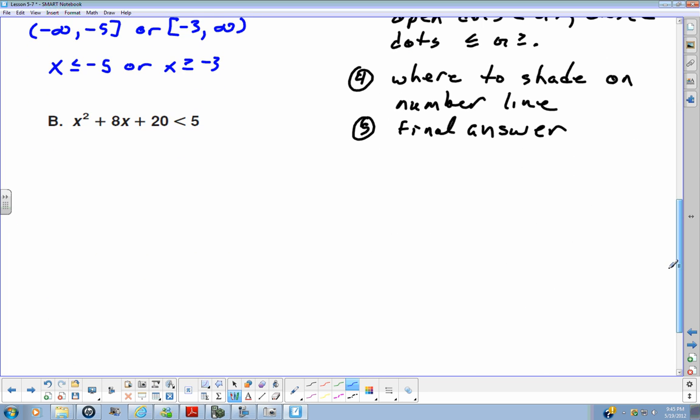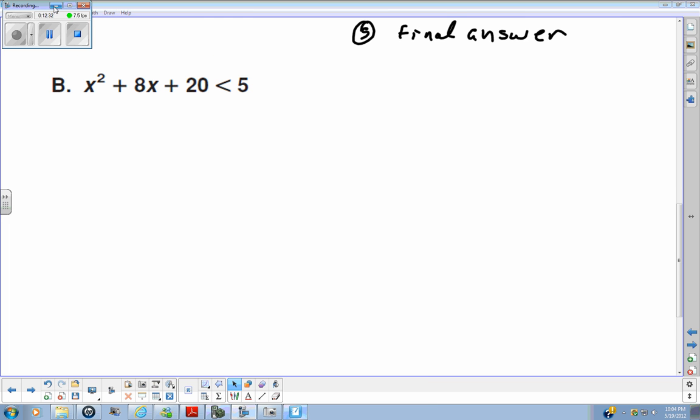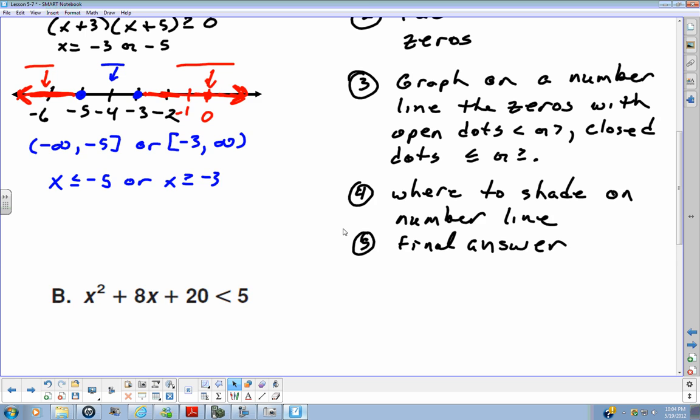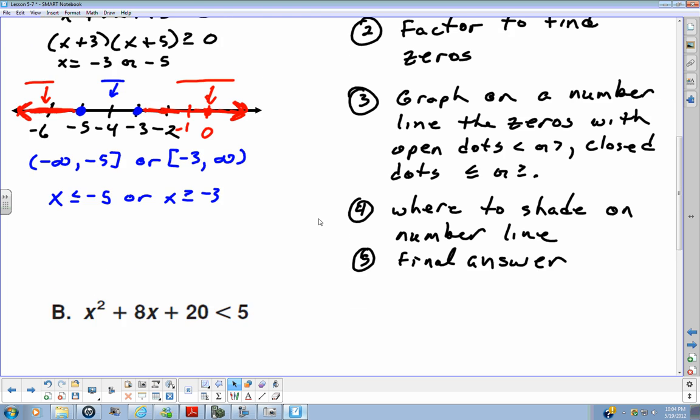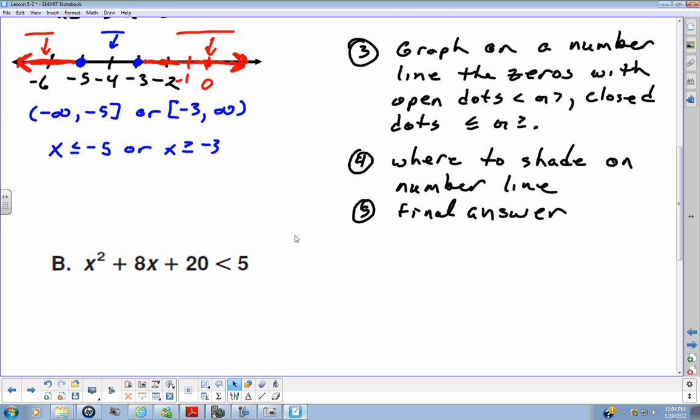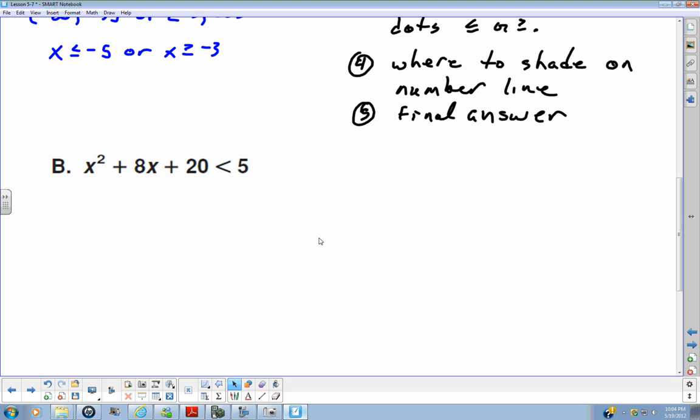Okay, so let's go ahead and look at this other example here, which is very similar to the one we just did. The only difference is that we have less than instead of greater than or equal to. So when I solve this, I'm going to end up in the same situation, and we're just doing the second one just to show the difference between the greater than and the less than.